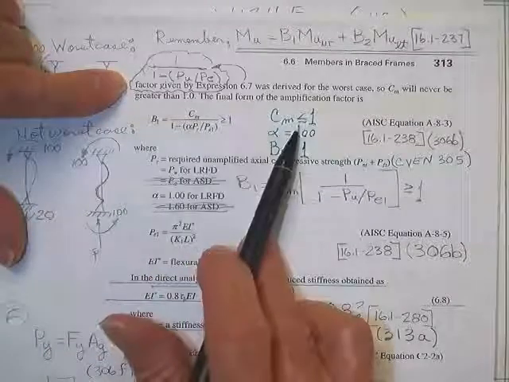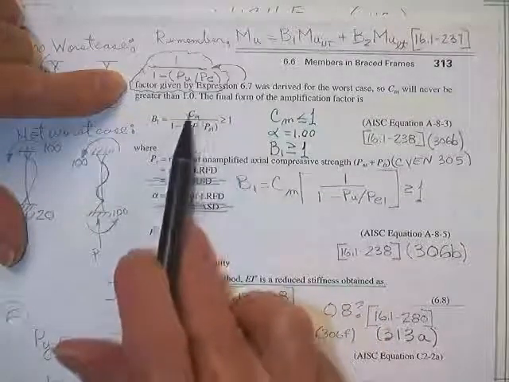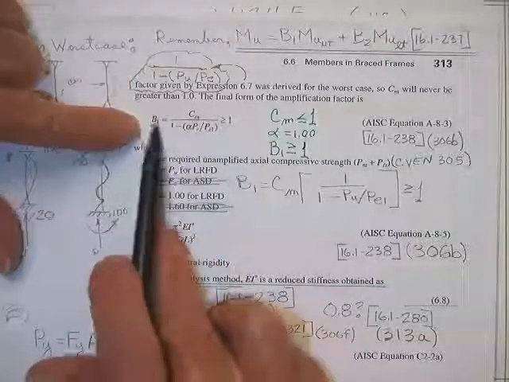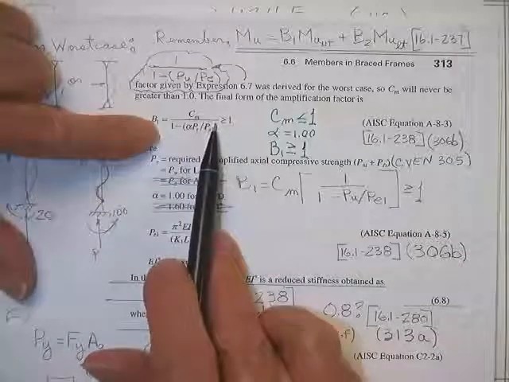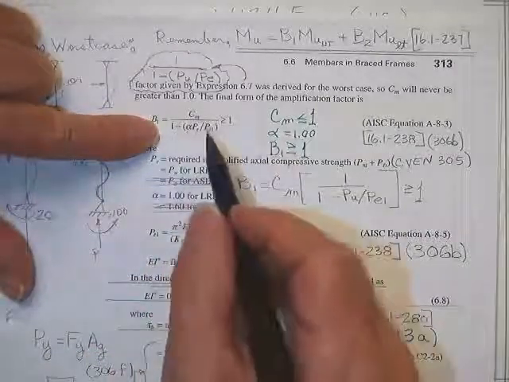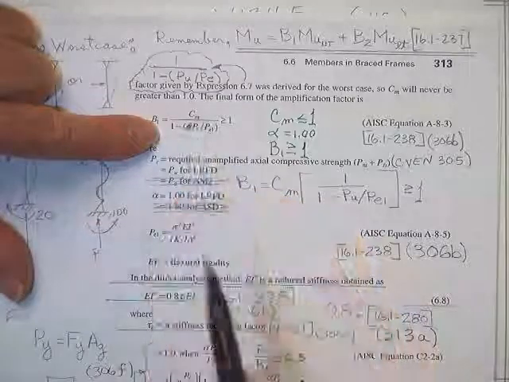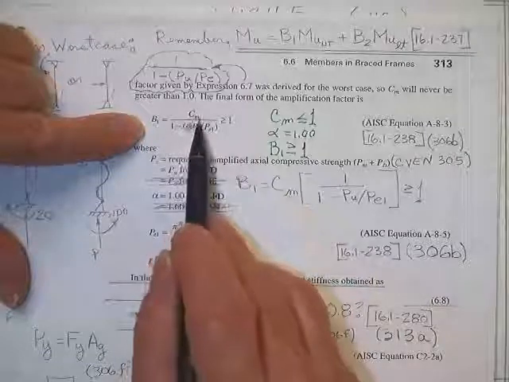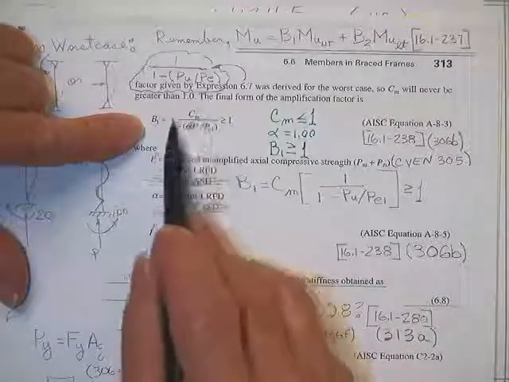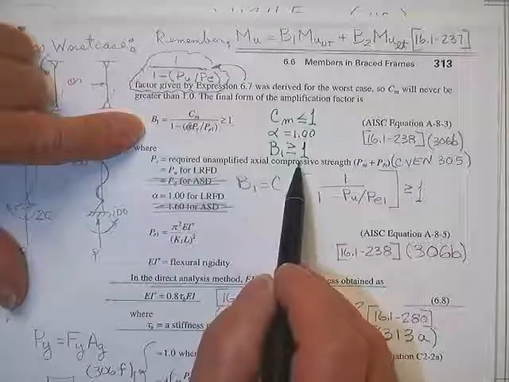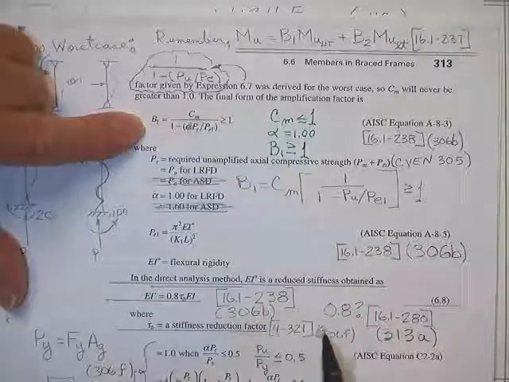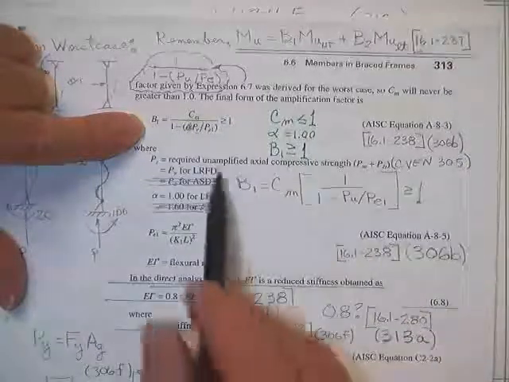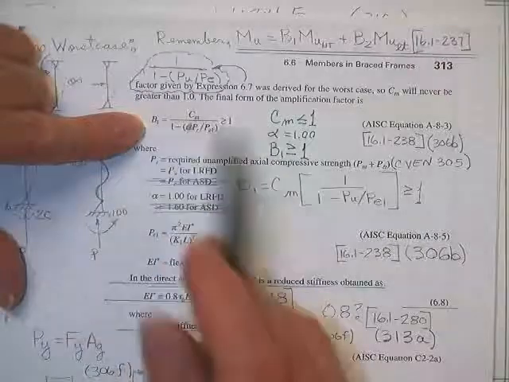C sub m is always less than 1. Otherwise, it isn't a gift, because you're multiplying your moment times this, and that would make your request bigger. Alpha is a 1, because alpha doesn't mean anything to us in the real world. And beta 1, if it's an amplification factor, I don't care what this guy does or how far down he makes you go, you don't go below 1, or you'll be taking the real required moment and knocking it down to less than 100% for no reason. You can't correct it out of existence.